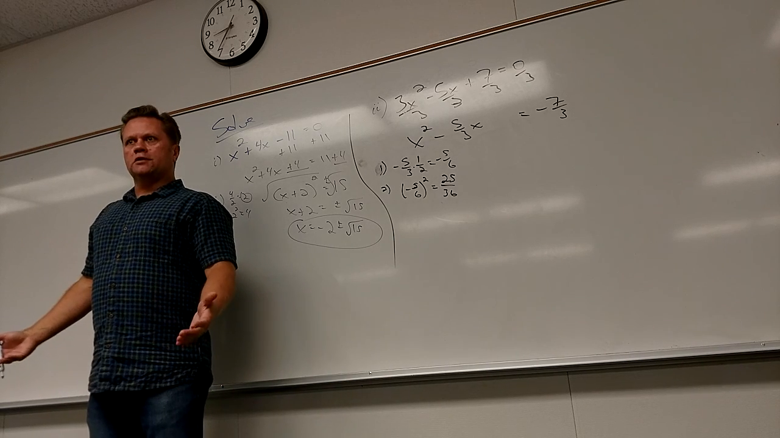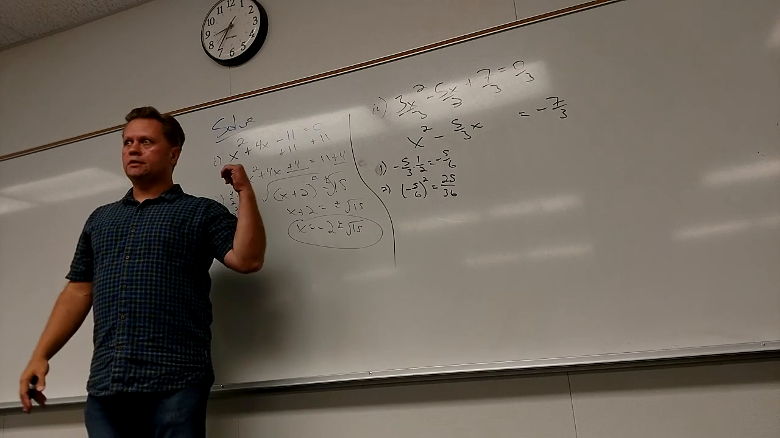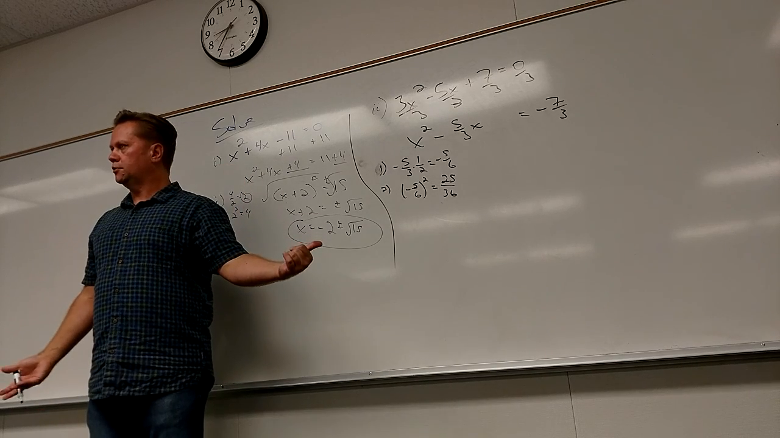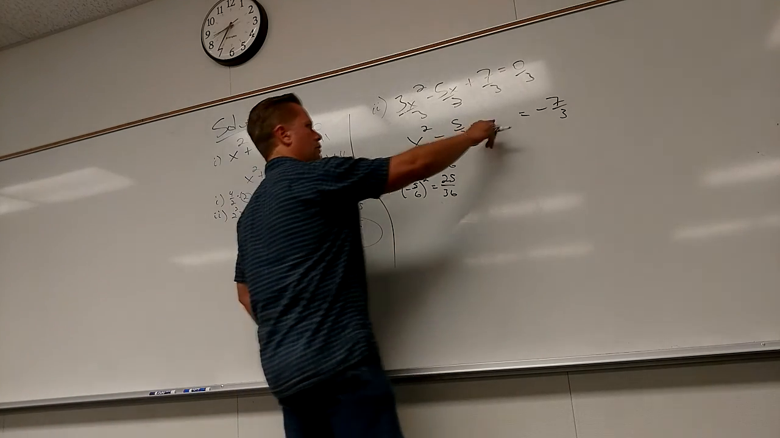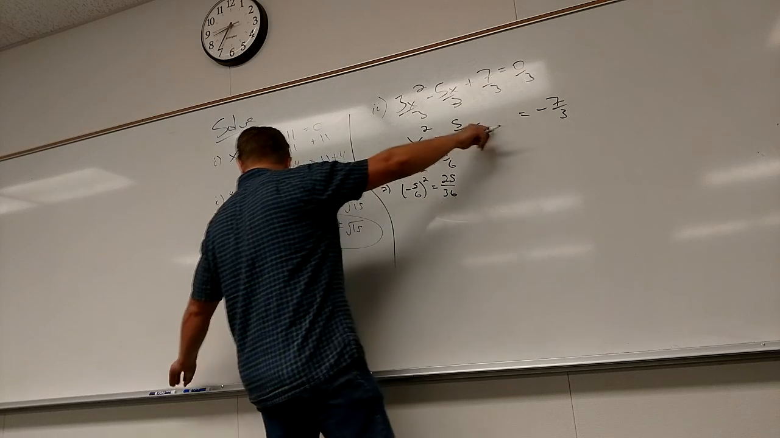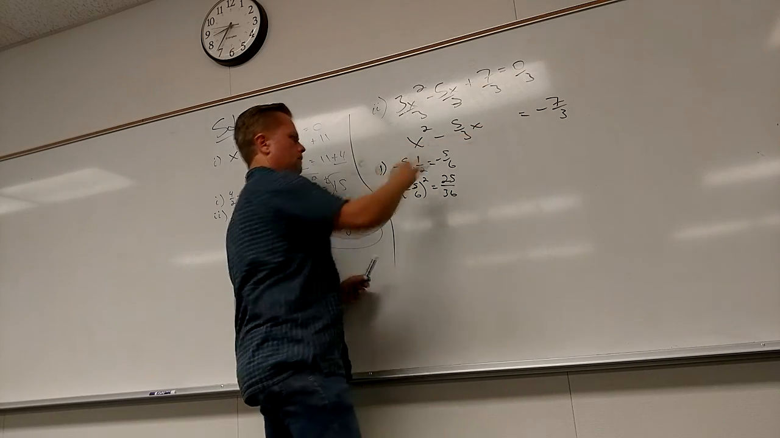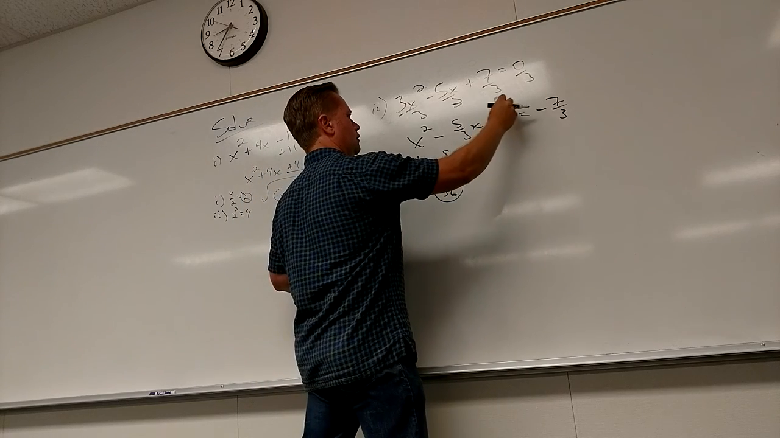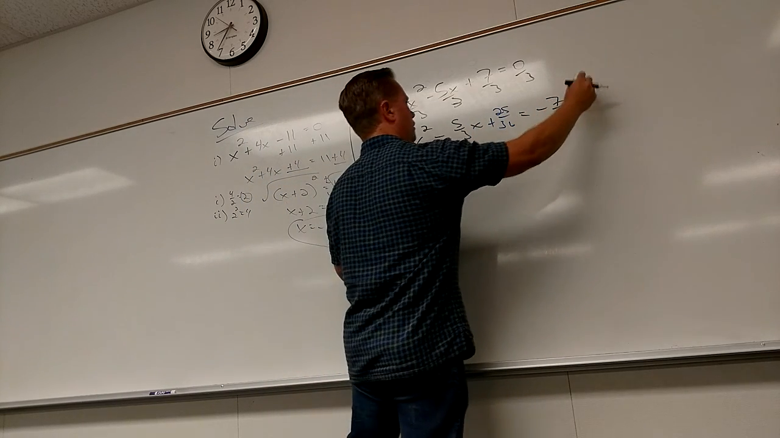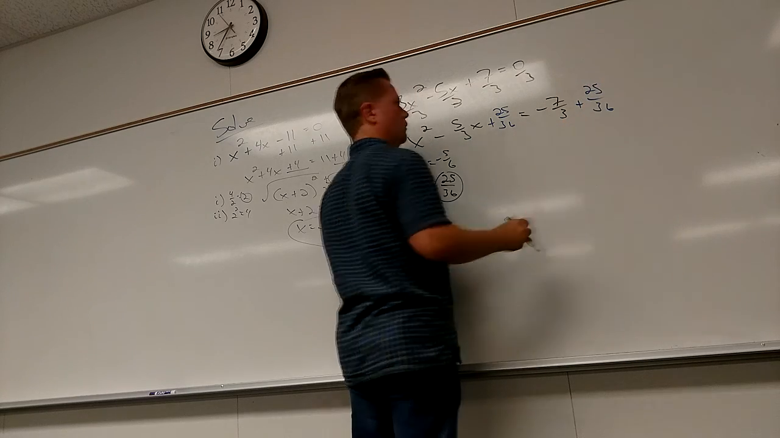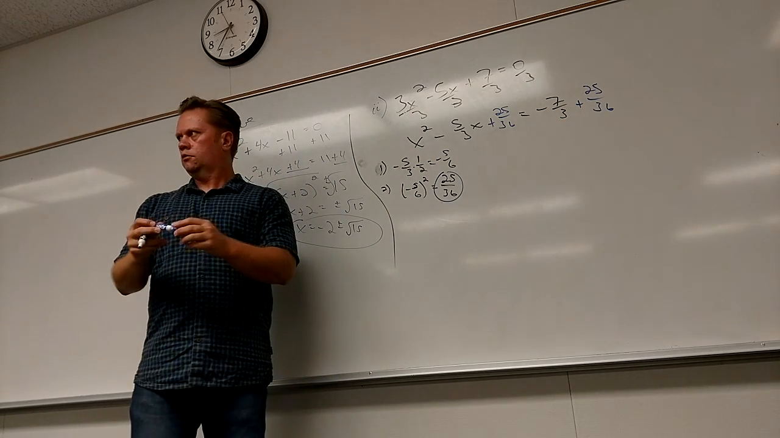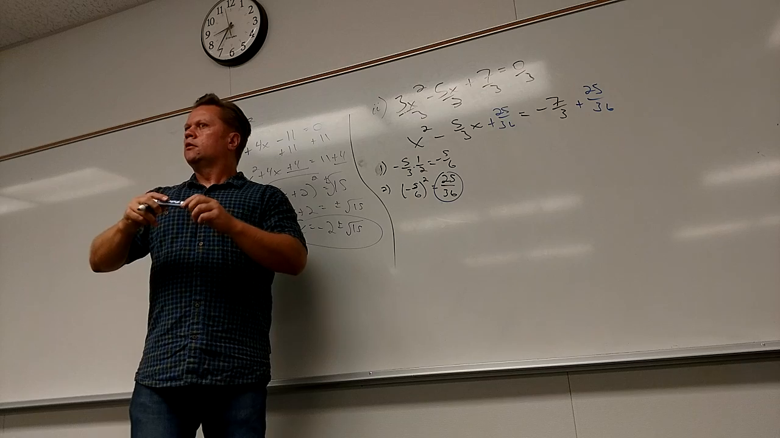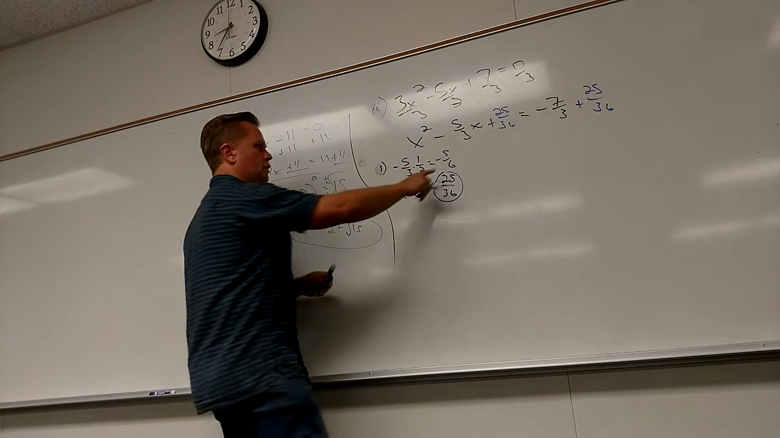Every step so far has been easy. It's the same steps we did before, just with ugly numbers, who cares? So what do I put here? 25/36 goes there. And it better go over here. Stay with me. And then what does this tell me?